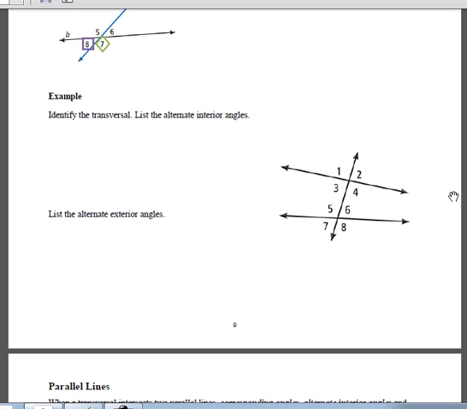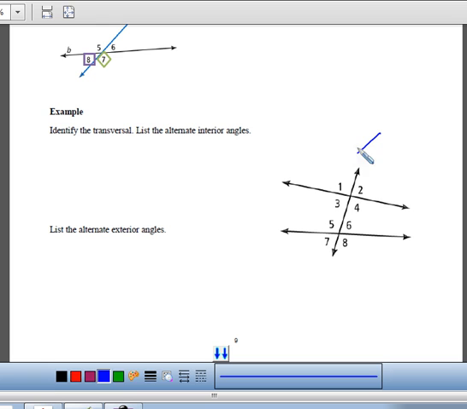So the example: identify the transversal. Here is our transversal, right here, this line. Now, I'm actually going to have you finish these.